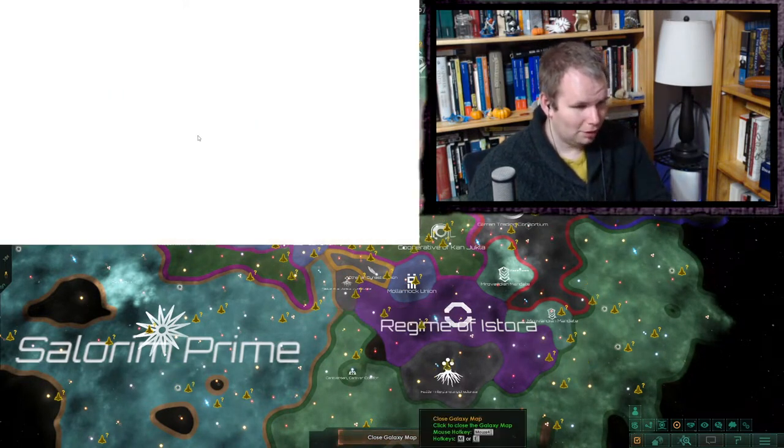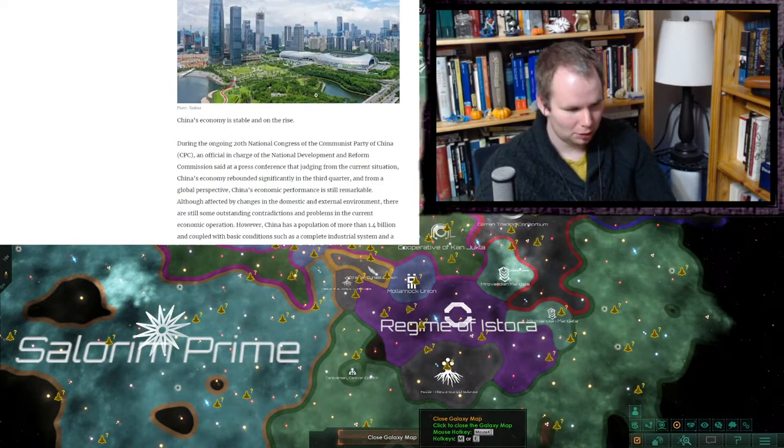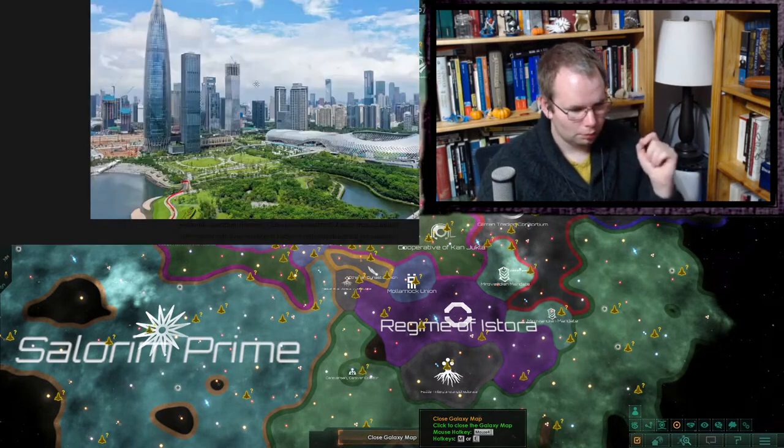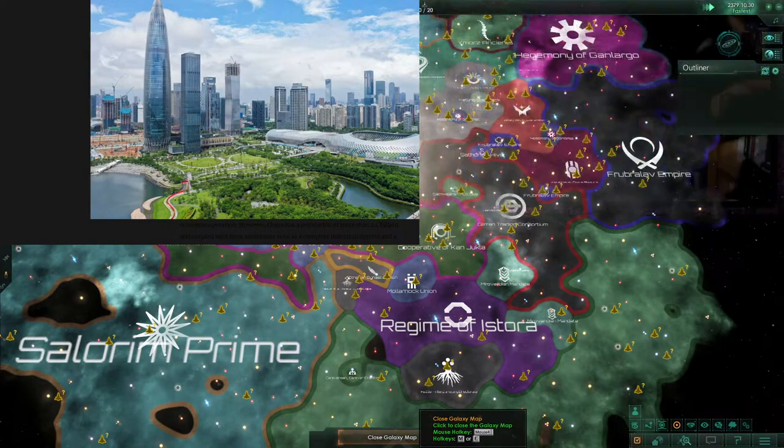Oh, and Somnoir found that photo from earlier. China's quality development is profoundly smooth, steady. Global Times editorial. What's this picture? It's a photo of Xinhua. So it is a photo. Okay. It's not a picture you think of when you think of China. That looks pretty. Oh, wrong button.